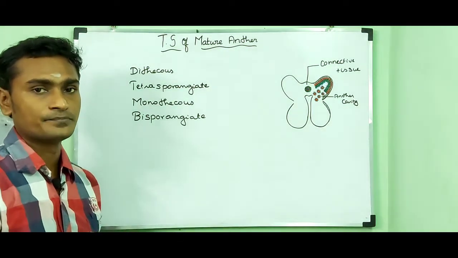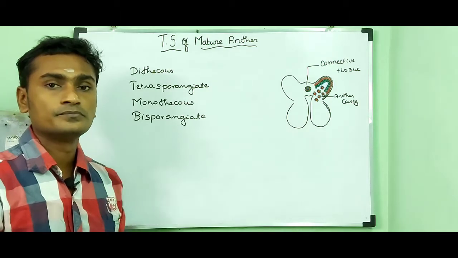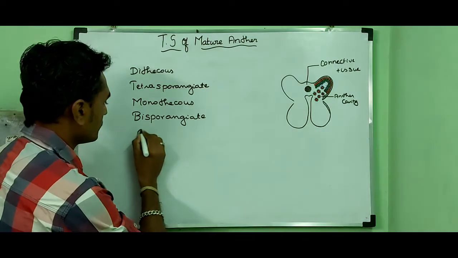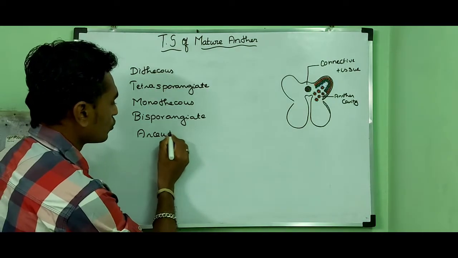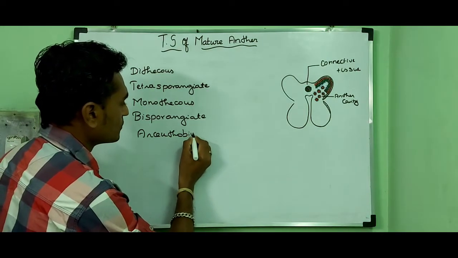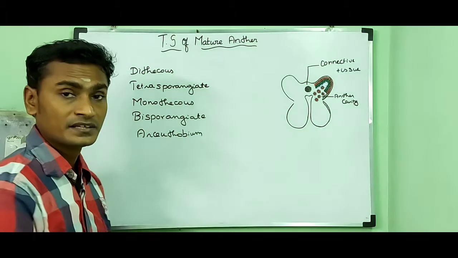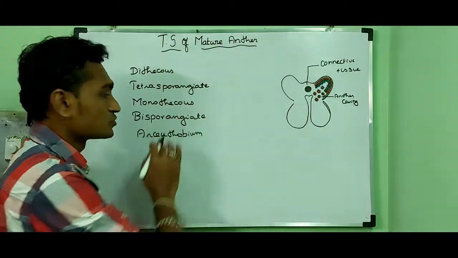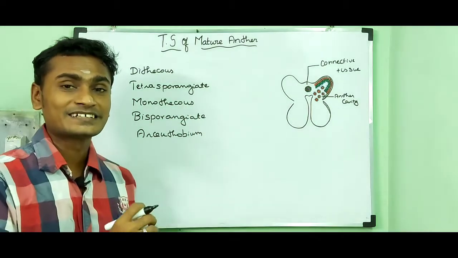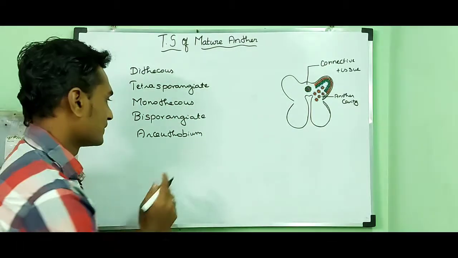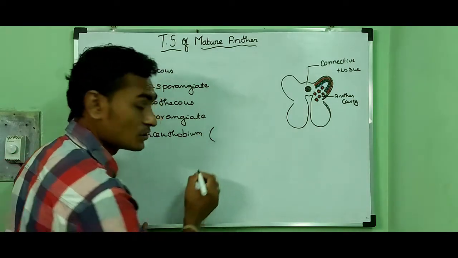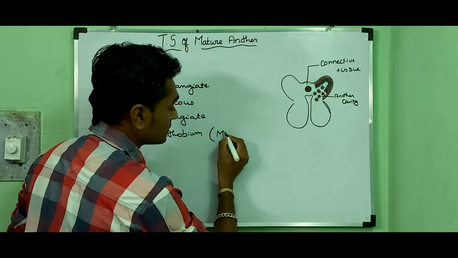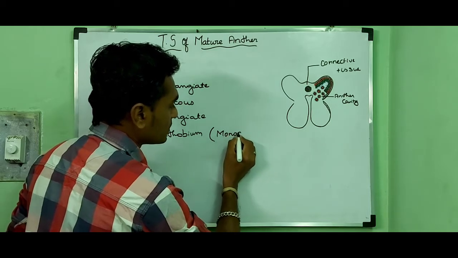In some more cases, for example, a parasitic plant called Arceuthobium. It is a parasitic plant. It contains one lobe. So the anther is said to be monothecous, but it contains only one sporangium. So the anther is said to be monosporangiate.